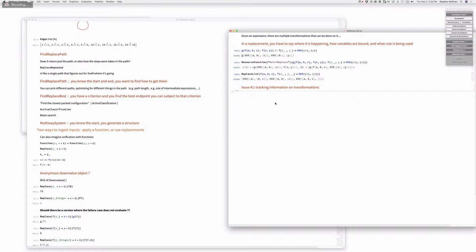Right. So, okay. What we've got here is this find replace path. I just wanted to say something here that you may or may not be aware of. We have many algorithmic rewrite systems, even though they're not presented as such classically. Like Gaussian elimination is a rewrite system.